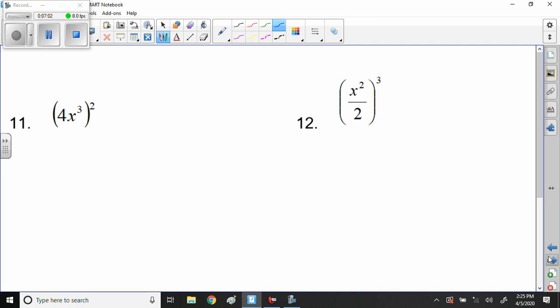Okay, next I'm going to apply the 2 to each piece. So 4 squared is 16. And then since my x has an exponent on it, 3 times 2 is 6, so x to the 6.